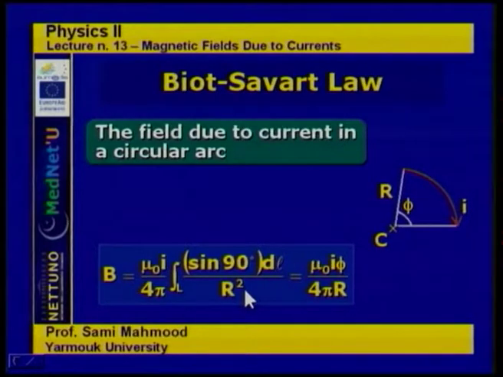R over R cube is simply 1 over R square. And since R is constant, that gives mu naught I over 4 pi R square times the integral over L. The integral over L is simply the length of the arc, and the length of the arc is simply R times the angle phi in radians. So phi times R over R square is simply phi over R, and the result is B is equal to mu naught I times phi over 4 pi R.